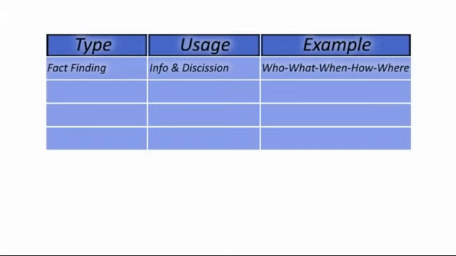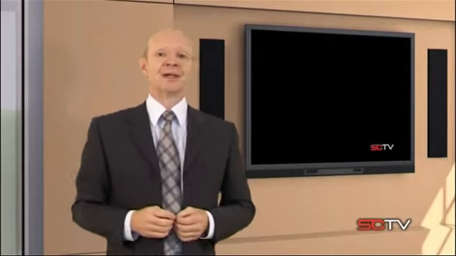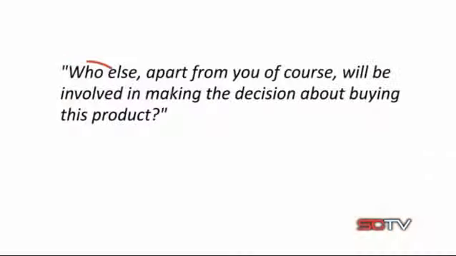Here are some examples. Suppose we want to find out who else we might need to see in order to secure a sale. We could ask, will anyone else apart from you, of course, be involved in making a decision to buy? But this would only give us a yes or a no as our answer, and we haven't gathered any facts. Instead, we could ask, who else, apart from you, of course, will be involved in making a decision about buying this product? Now we should get an answer that will give us one or more names of the other people we need to talk to in order to secure the sale. This is vital information.